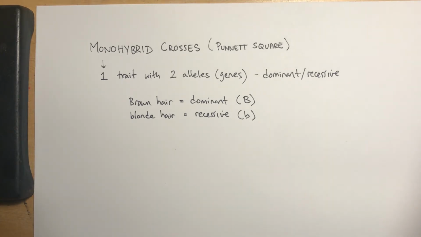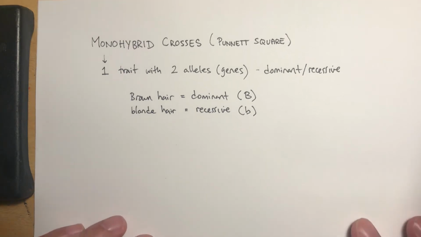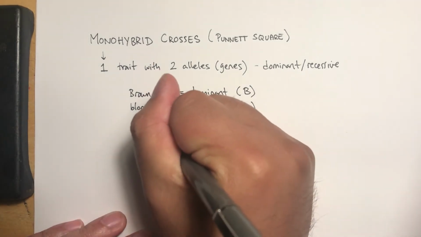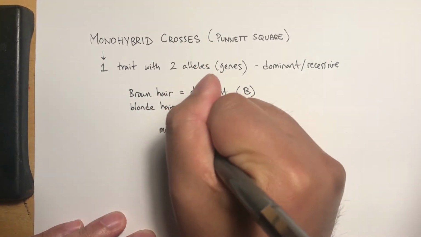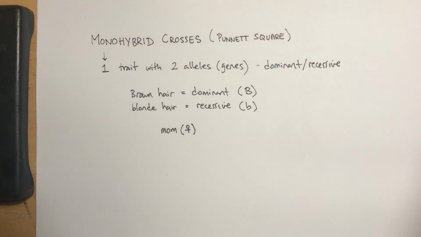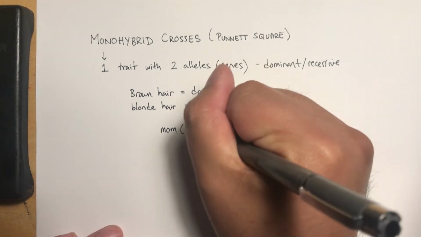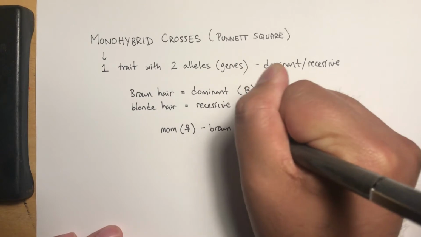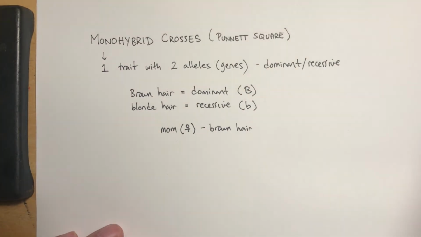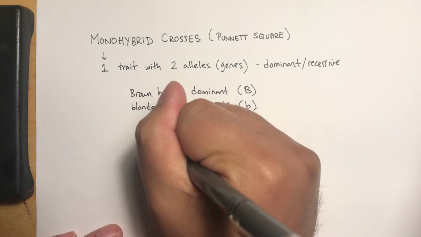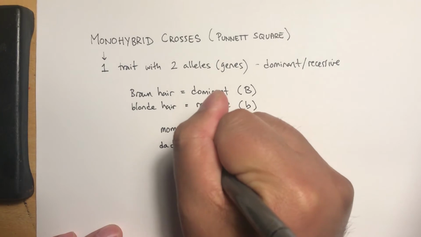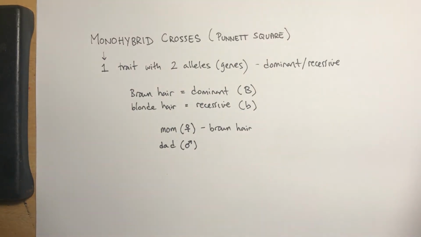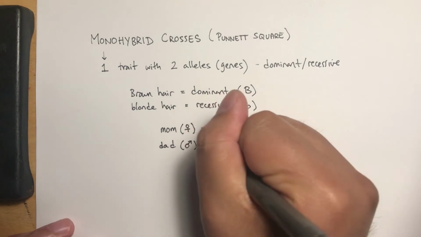So let's say you have a scenario where the mother, okay, now for females, we'll use the symbol that looks like this to represent females. Let's say the female has brown hair, and let's say the male, dad, and sometimes we'll use this symbol to represent males. Let's say dad has blonde hair.